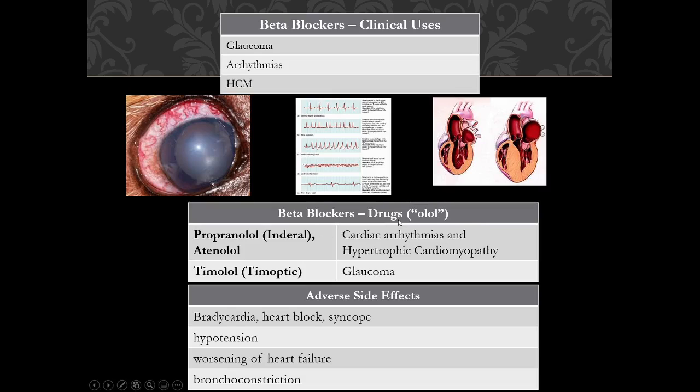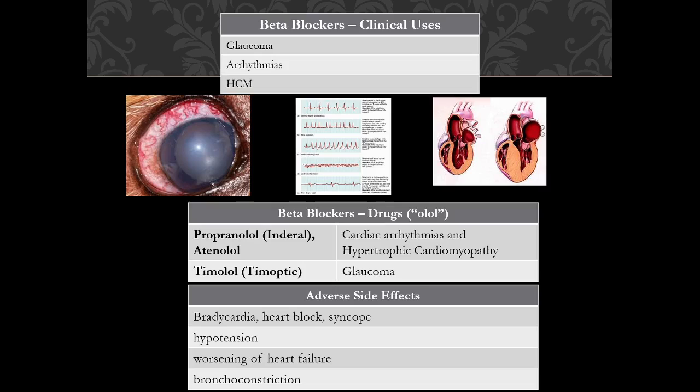Some beta blockers. What do we use beta blockers for? Glaucoma, arrhythmias, so in eyes and hearts, and hypertrophic cardiomyopathy, which is that thickening of the heart. So here is eyes, arrhythmia, and hypertrophic cardiomyopathy. All beta blocker drugs end in OLOL: propranolol, atenolol, and timolol. Propranolol and atenolol help to treat cardiac arrhythmias and hypertrophic cardiomyopathy, so those are the heart drugs, and timolol treats glaucoma.